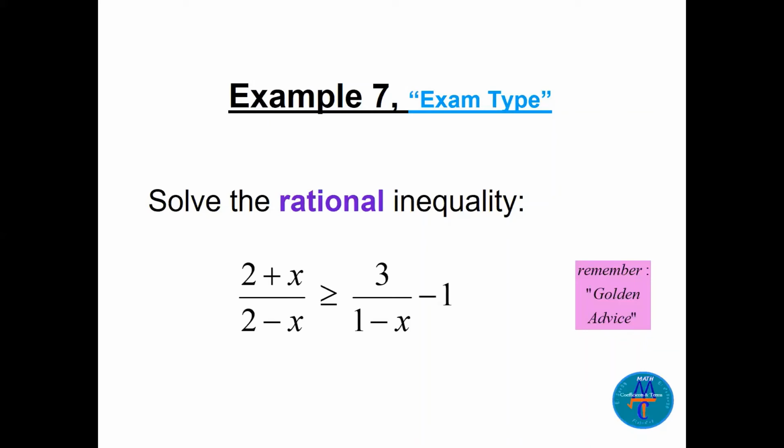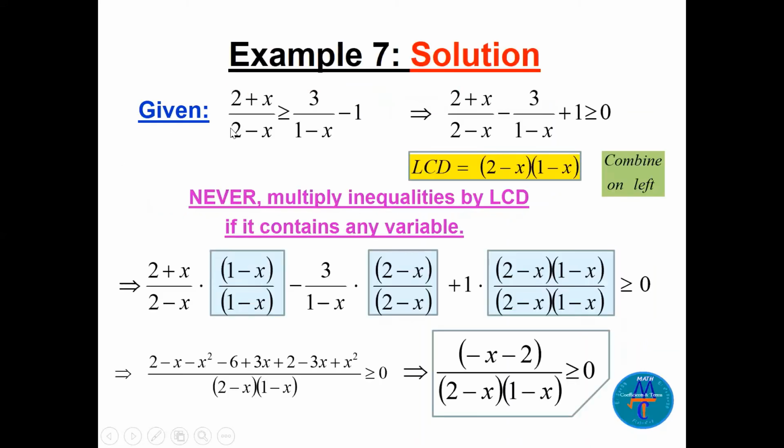Now, what else can we do? Move everything to the left. See this one here? That's the given. Move it to the left: minus 3 over (1 minus x), plus 1, greater than or equal to 0. Now combine on the left. Find the LCD, but do not multiply. Again, you see this golden advice? Never multiply an inequality by the LCD if it contains any variable.